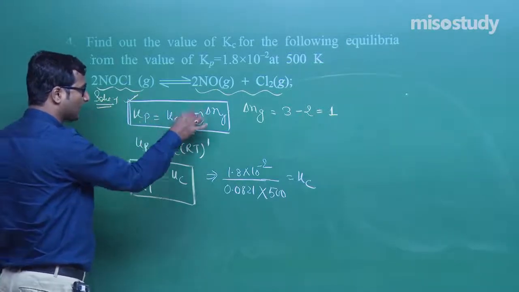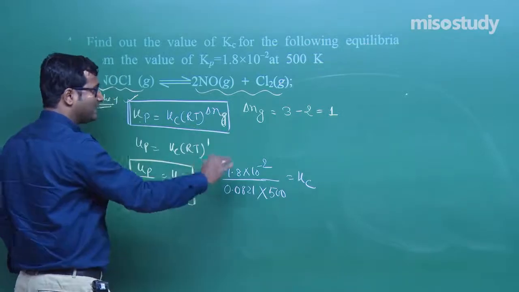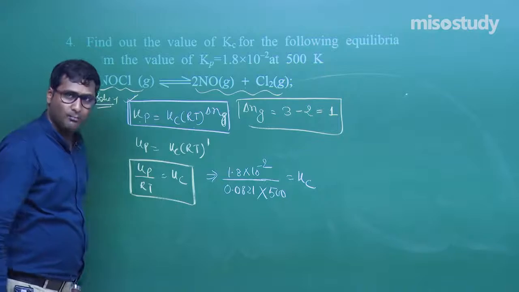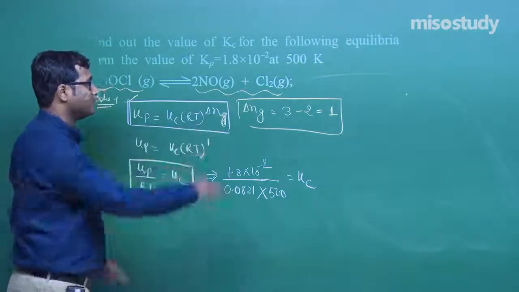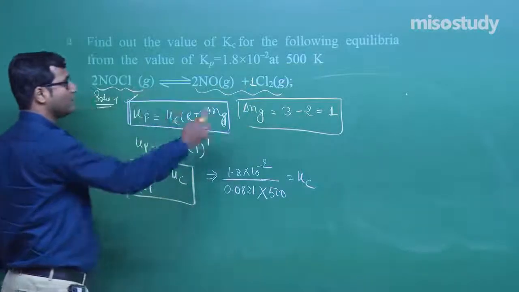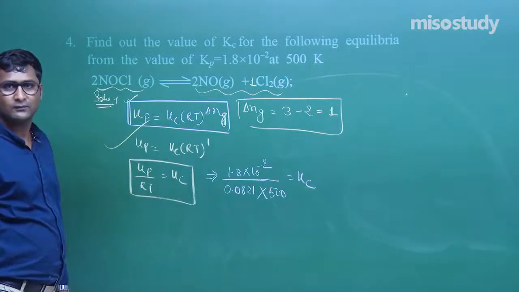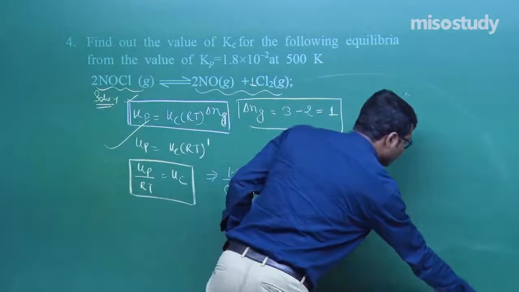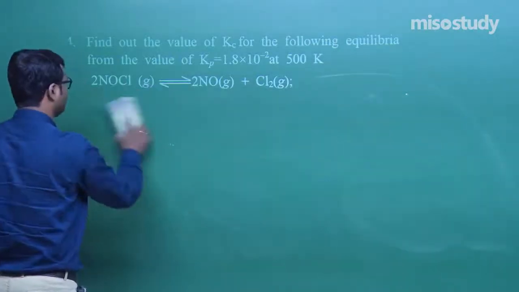Kp is equal to Kc (RT) to the power delta Ng, and delta Ng is, again I am repeating, the number of moles of product minus the number of moles of reactant. 2 plus 1, 3, minus 2, that is 1. Put this value and you will get the answer. Now I am going to rub this part and we will discuss the next question. Now what is the next question?